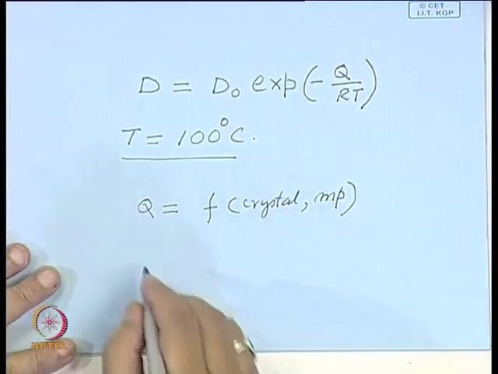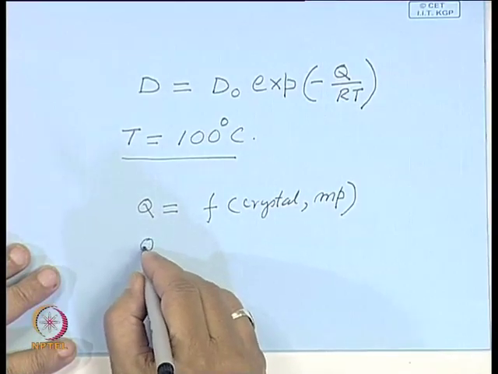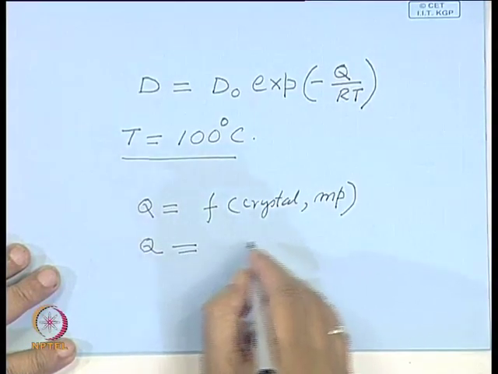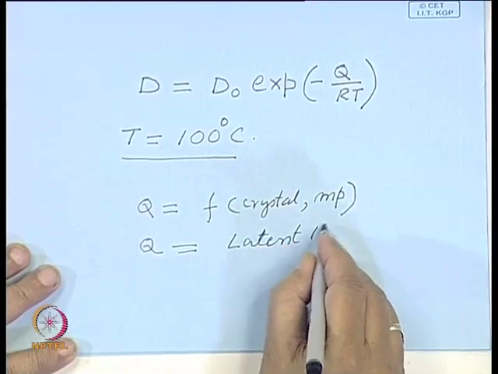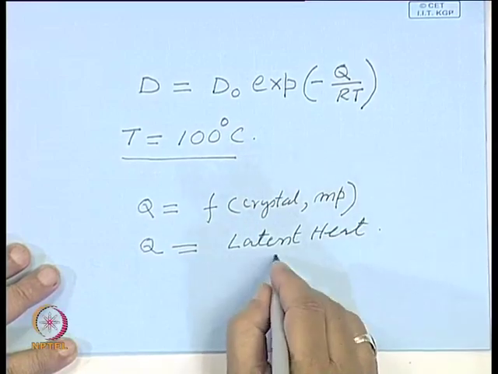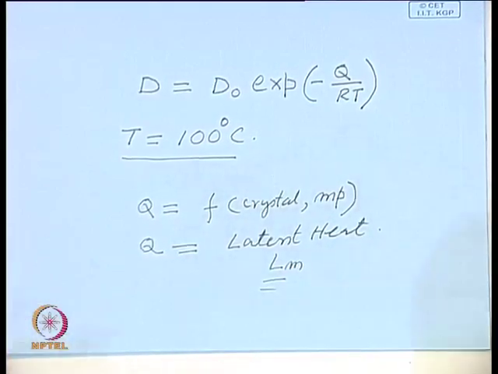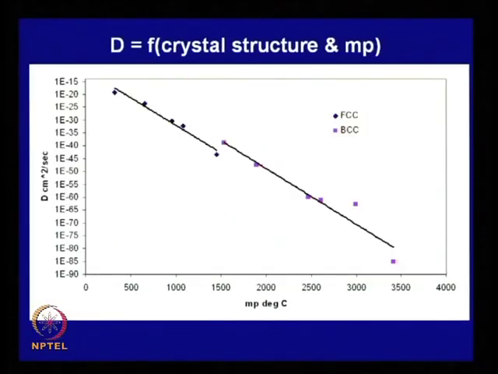Now, you can try and find out whether there is a similar relationship between Q and latent heat of melting. Next, if you calculate diffusivity at a fixed temperature, possibly I think 100 degrees centigrade, look at this plot of diffusivity and melting point.